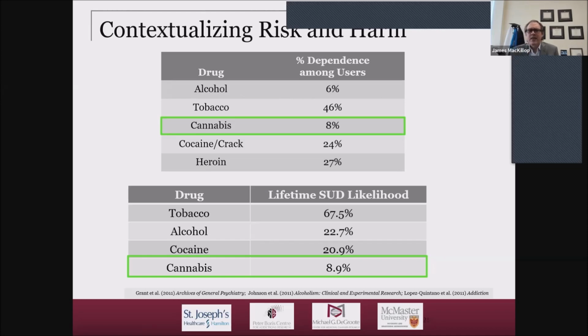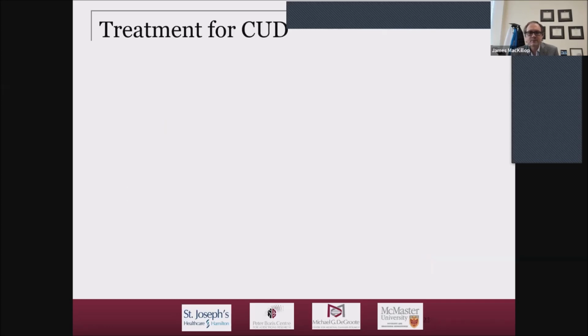So cannabis use disorder is a real thing. It is driven by broadly biopsychosocial factors, but the narrow features are largely based on the upregulation of CB1 receptors. Fortunately, it does not affect very large numbers of people and only affects a small proportion of active users. What about treatment? Well, I'm not going to do a deep dive into treatment.